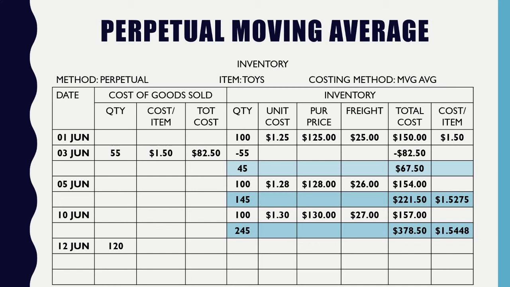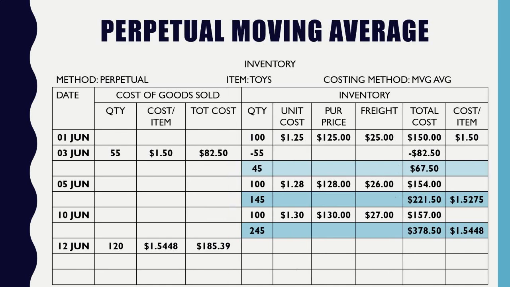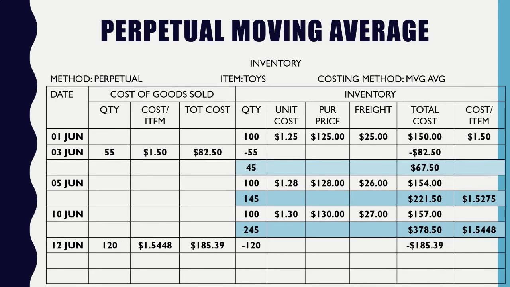Since I only have one batch of inventory, because I mixed them all together, it's going to cost me $1.5448. So in this case, I'm going to take that number, pop it there. I'm going to calculate it and make sure I round to the nearest penny to give me a grand total of $185.39.